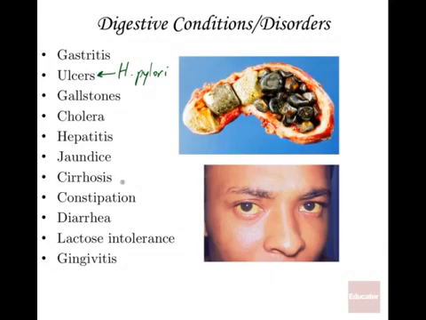Cirrhosis is liver disease. That's a liver that has been damaged over time by too many toxins, drug abuse, alcohol abuse over time causes cirrhosis. If you don't get a liver transplant, cirrhosis is deadly.